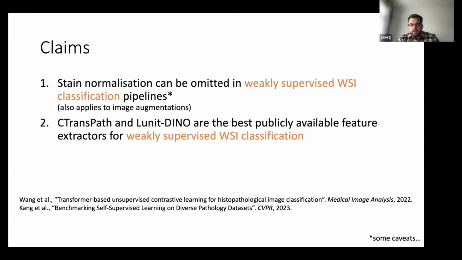Just 2 weeks ago, we had a presentation from Dr. Gabriele Campanella from Mount Sinai, who presented their foundation model, which is also a feature extractor. But those types of large models right now usually don't release their weights. So I'm only making claims about the publicly available ones.